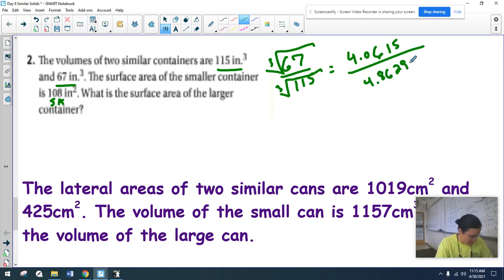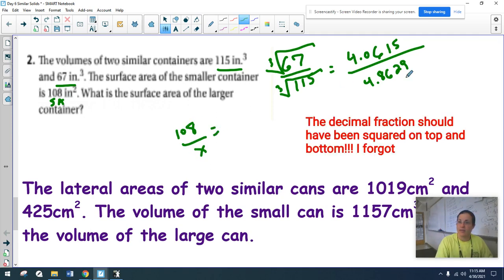So these aren't real pretty. And even when I math enter them, they're not really changing for me. It's just giving me a really big decimal. And then it just says what's the surface area of the larger container. So make sure that if I put the smaller one on top, I would be putting it equal to the same exact fraction. So it's equal to 4.6015 and 4.8629. Okay, so I'm going to times that by the 108.